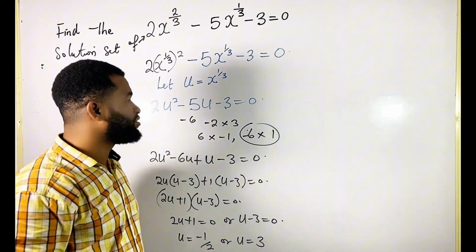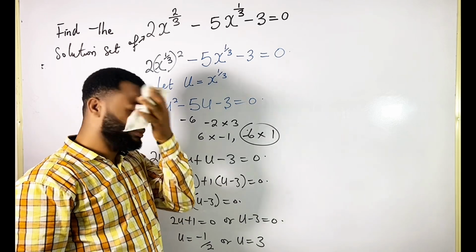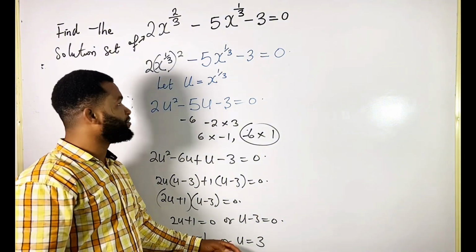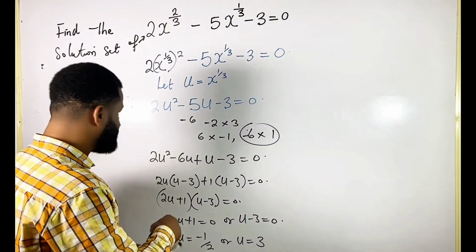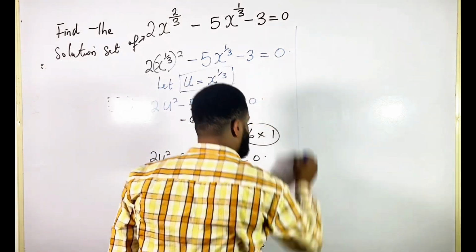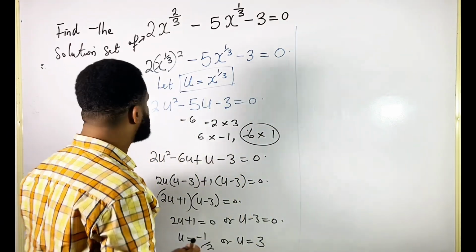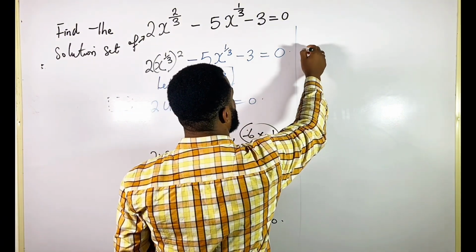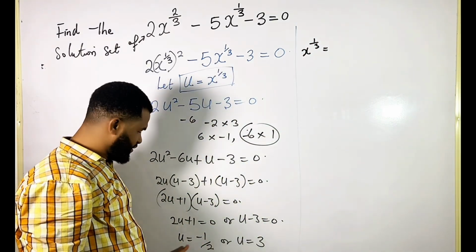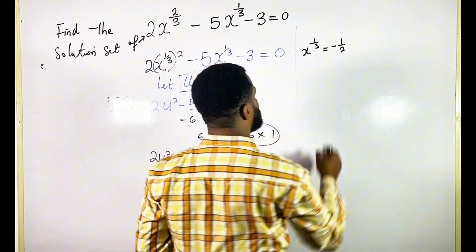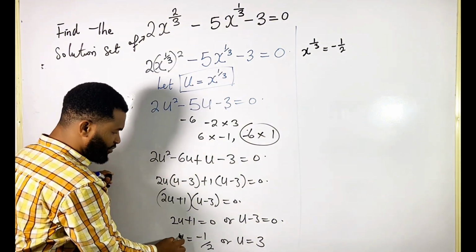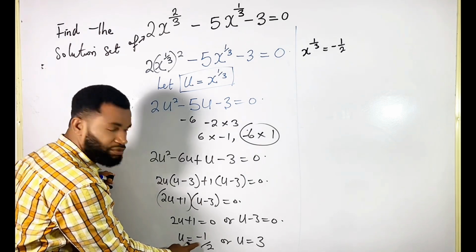Remember, our question is not to find u. Our problem is not to find u, our problem is to find x. So I'll go back to this expression and finish it up. So in place of u, I'm going to have x raised to the power 1 over 3 equal to, u is minus 1 over 2. Now look at what I'm saying. Since u is x raised to the power 1 over 3, I remove this u and put x raised to the power 1 over 3, which will be equal to minus 1 over 2.